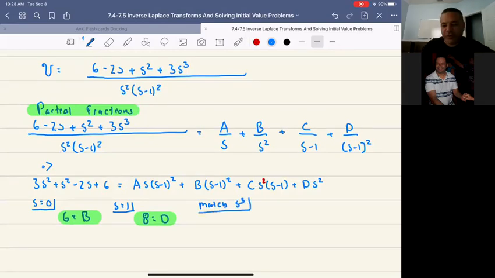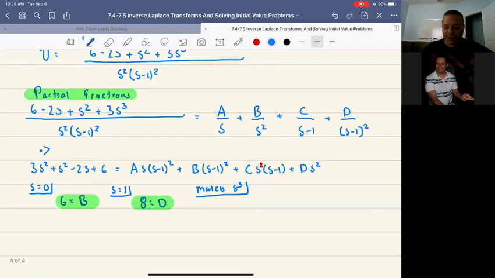This is more of the traditional style of doing partial fractions. And that's s cubed. 3 equals a plus c. If you match it up, those are the only things that have s cubed, a and c, and there's a 3 here. Let's also match s to the 1.